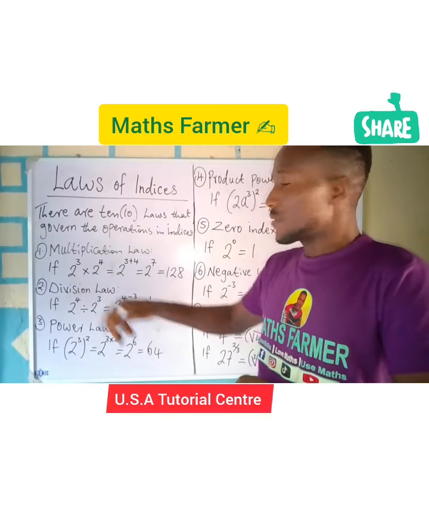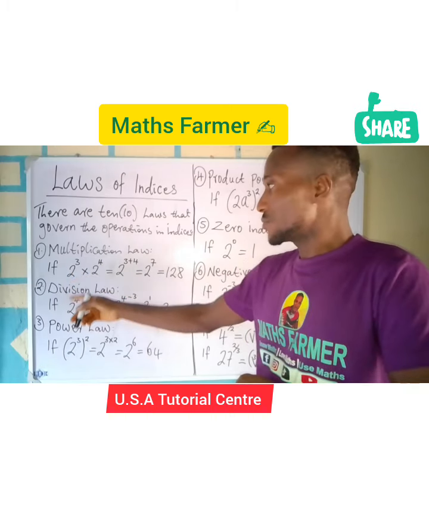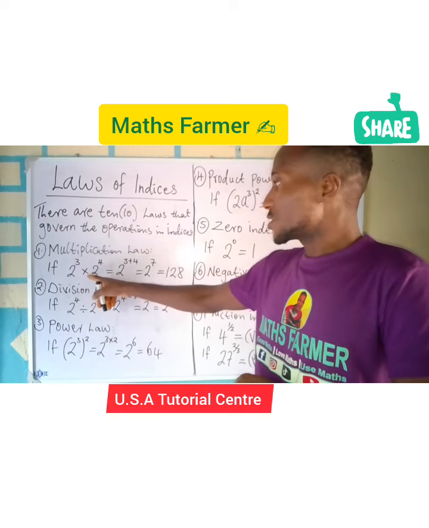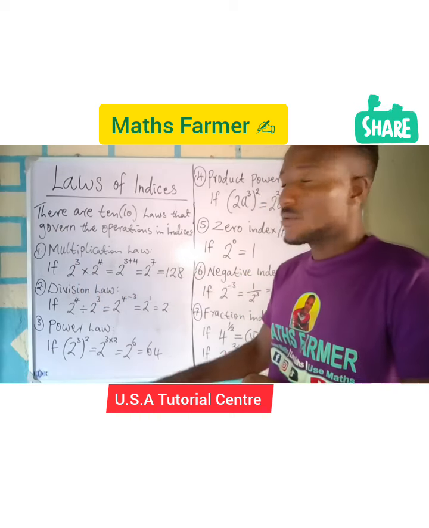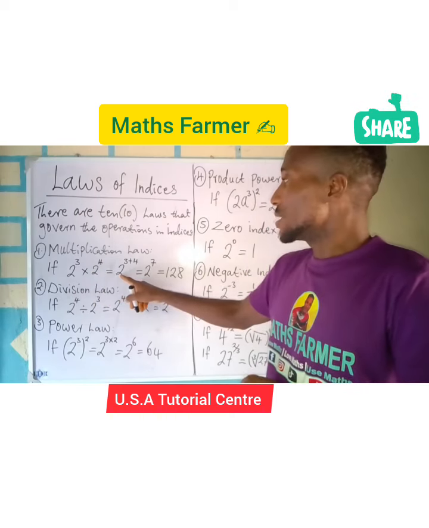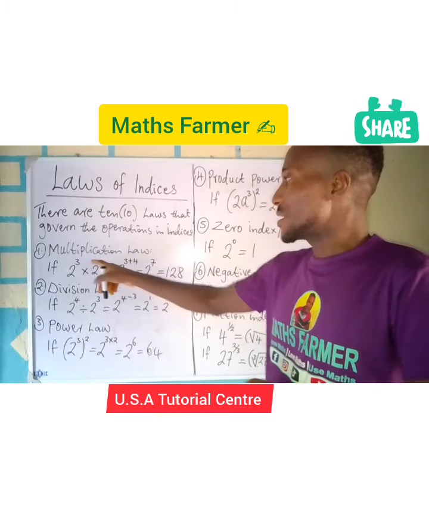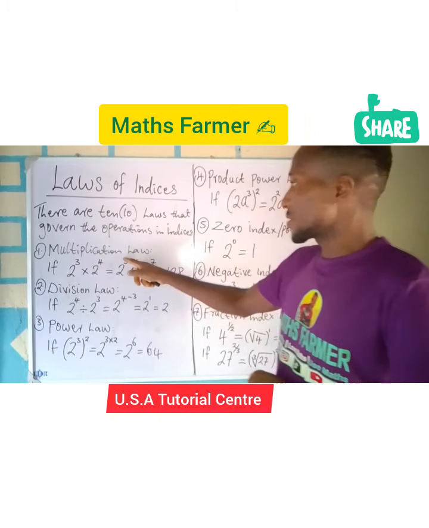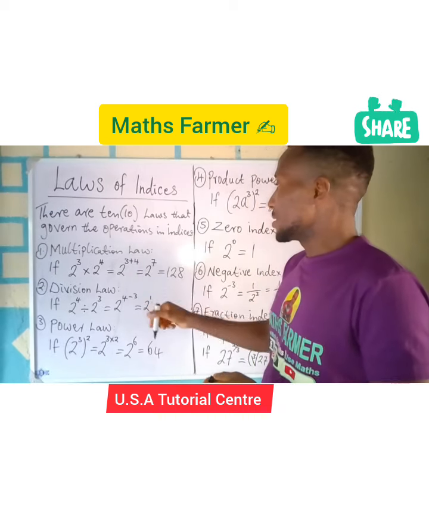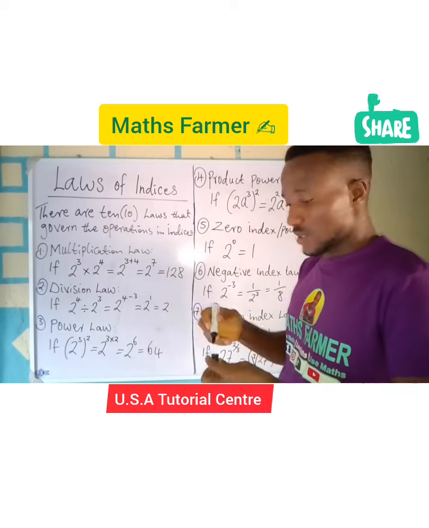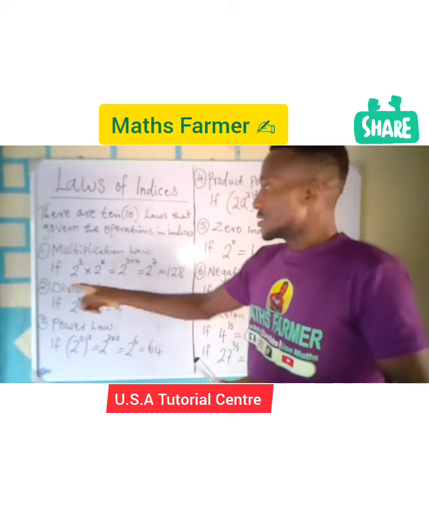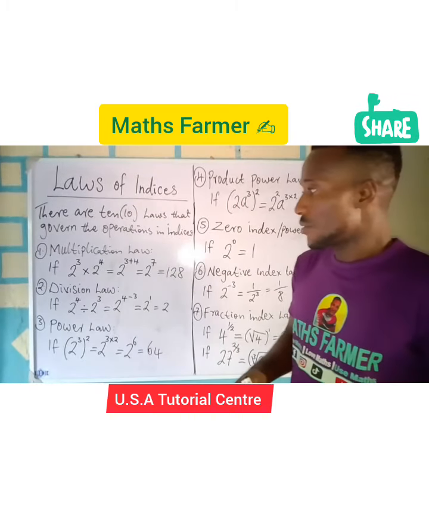If we have 2 raised to power 3, which is in this form, the base and then the index, and we have 2 raised to power 3 multiplied by 2 raised to power 4, since the bases are the same, we pick one of the bases, then we add their indices, or powers. The index here is 3, and this one is 4. When we add them, we get 2 raised to power 7, which is the same thing as 128.